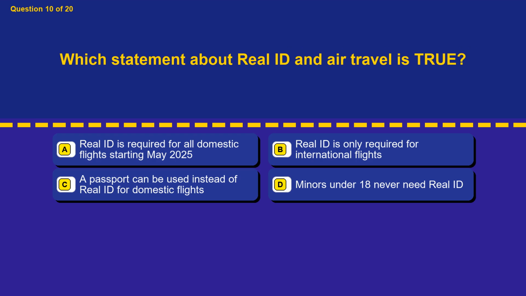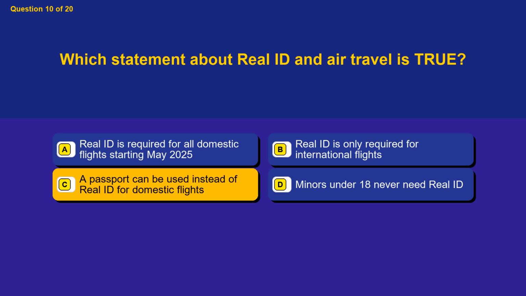Question 10. Which statement about Real ID and air travel is true? Option A, a Real ID is required for all domestic flights starting May 2025. Option B, a Real ID is only required for international flights. Option C, a passport can be used instead of Real ID for domestic flights. Option D, minors under 18 never need Real ID.